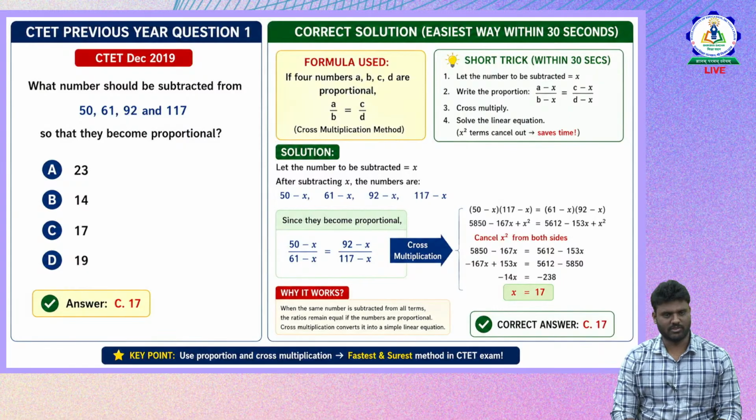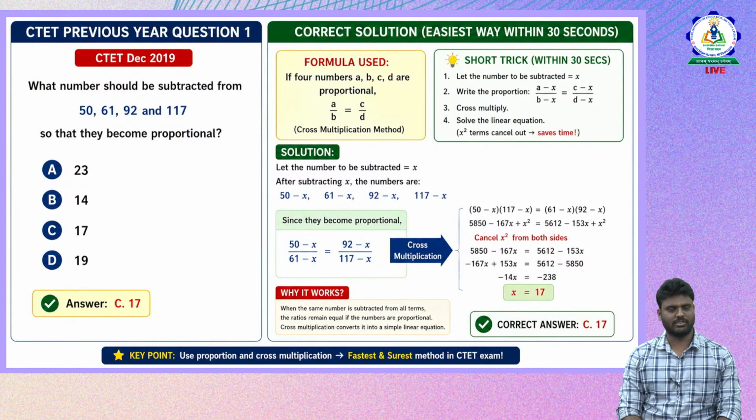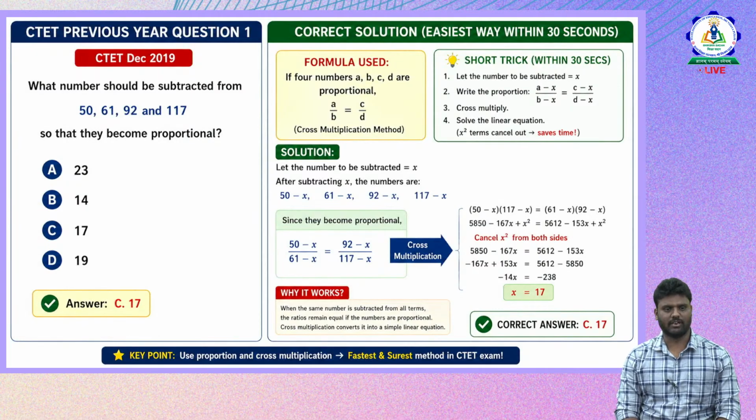The previous question has been like this. The question is: what number should be subtracted from 50, 61, 92 and 117 so that they become proportional? Now if you see the question, what is the concept that has been given here? They are asking from the concept of proportion. So let us try to understand what the concept of proportion is.